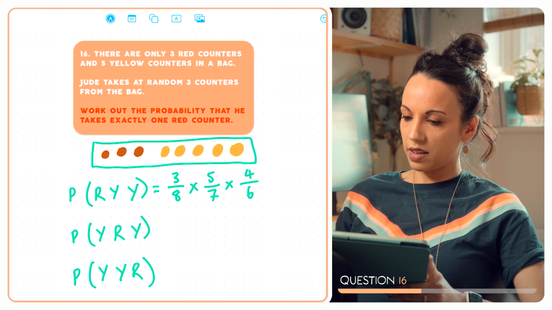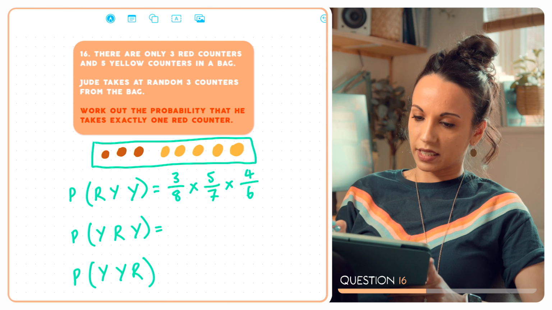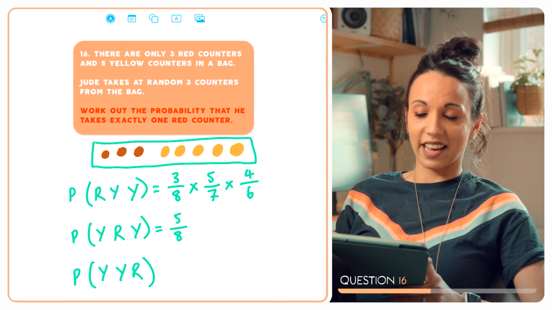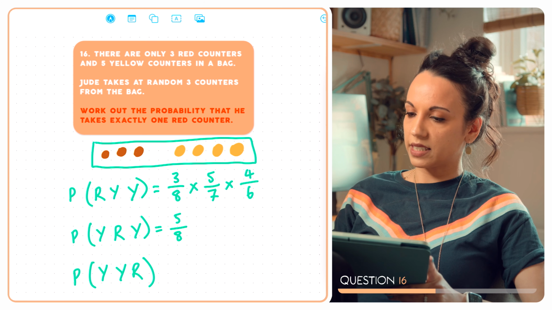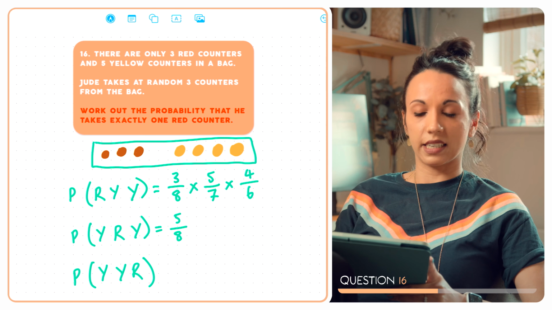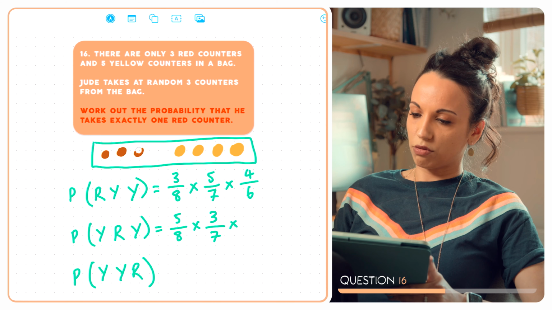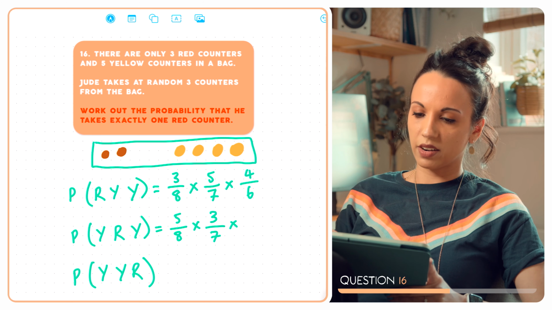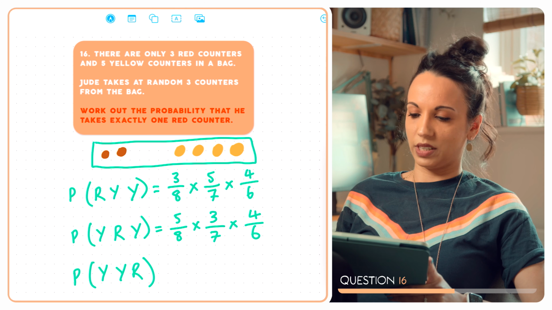Okay, so this time, what's the probability that in his first pick he gets a yellow counter? Well, at this stage, there are 5 yellow counters out of 8 counters altogether. But then he picks a yellow. So on his second pick, what's the probability that it's going to be red? Well, now there are 3 red counters out of 7 altogether. So he's got a red counter. And for his final pick, what's the probability of yellow again? Well, now there are 4 yellow counters out of 6 altogether.